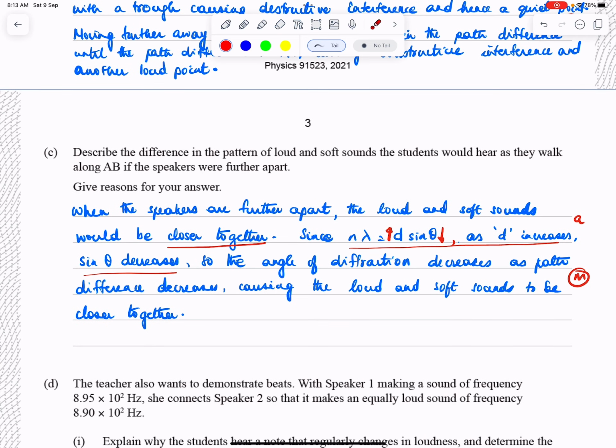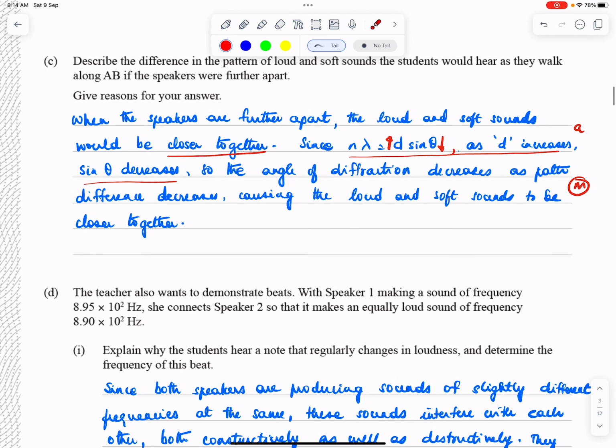Describe the difference in the pattern of loud and soft sounds the students would hear as they walk along AB if the speakers were further apart, and give reasons for your answer. So I used a formula for this one. When the speakers are further apart, the loud and soft sounds would be closer together. So if you just said this, you'd get your achieved. Now the reason is, using the formula, n lambda is d sine theta. As d increases, sine theta will decrease, so theta will decrease, causing the loud and soft sounds to be closer together, and that's a merit.